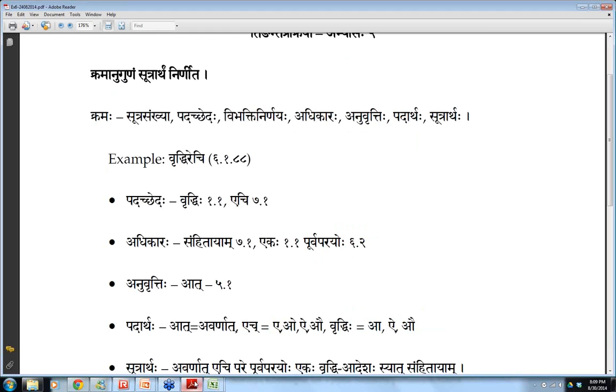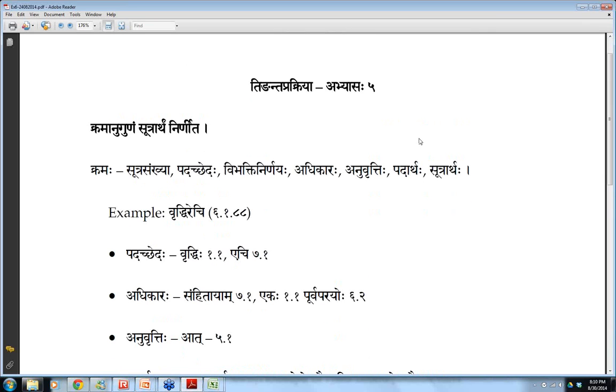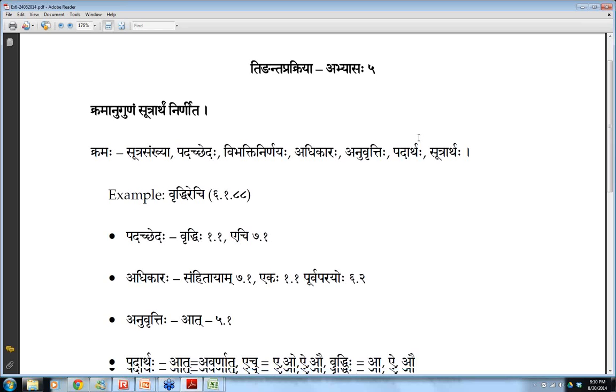Okay, so before we start, last week's exercise: Kramanugunam Sutrartham Nirnita. The krama we are following is: first find out the Sutra Sankhya, Padacheda, split the words of the Sutra, Vibhakti Nirnaya, decide the Vibhakti of each word so that we can understand the meaning. Adhikara, find out what words are coming from Adhikara. Anuvritti. Padartha, understand the meaning of the different words. And then finally the Sutrartha.